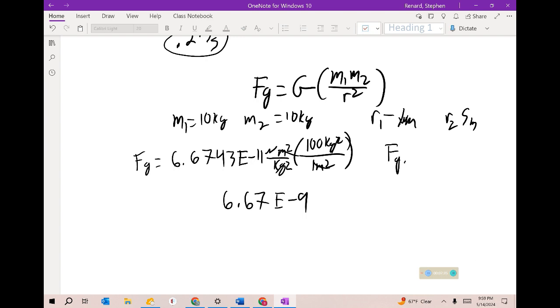F sub g sub 2, so this is sub 1, equals that same gravitational constant times, our masses haven't changed, but our radius has. So it's 5 squared there. So we're going to do 25 meters squared.